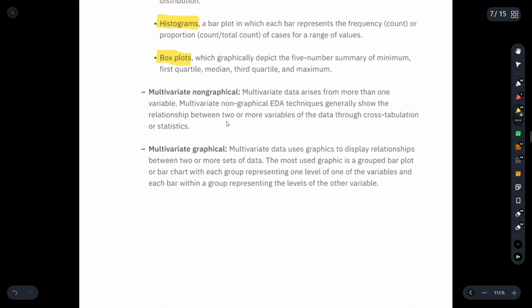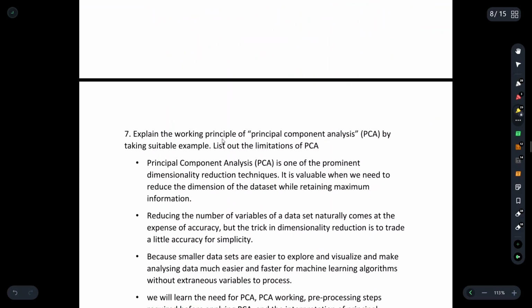Multivariate non-graphical is nothing but, without the help of graphs, we represent the multivariate data with the help of cross tabulation or statistics. Multivariate graphical: multivariate data uses graphics to display the relationship between 2 or more sets of data. Then it is known as multivariate graphical.